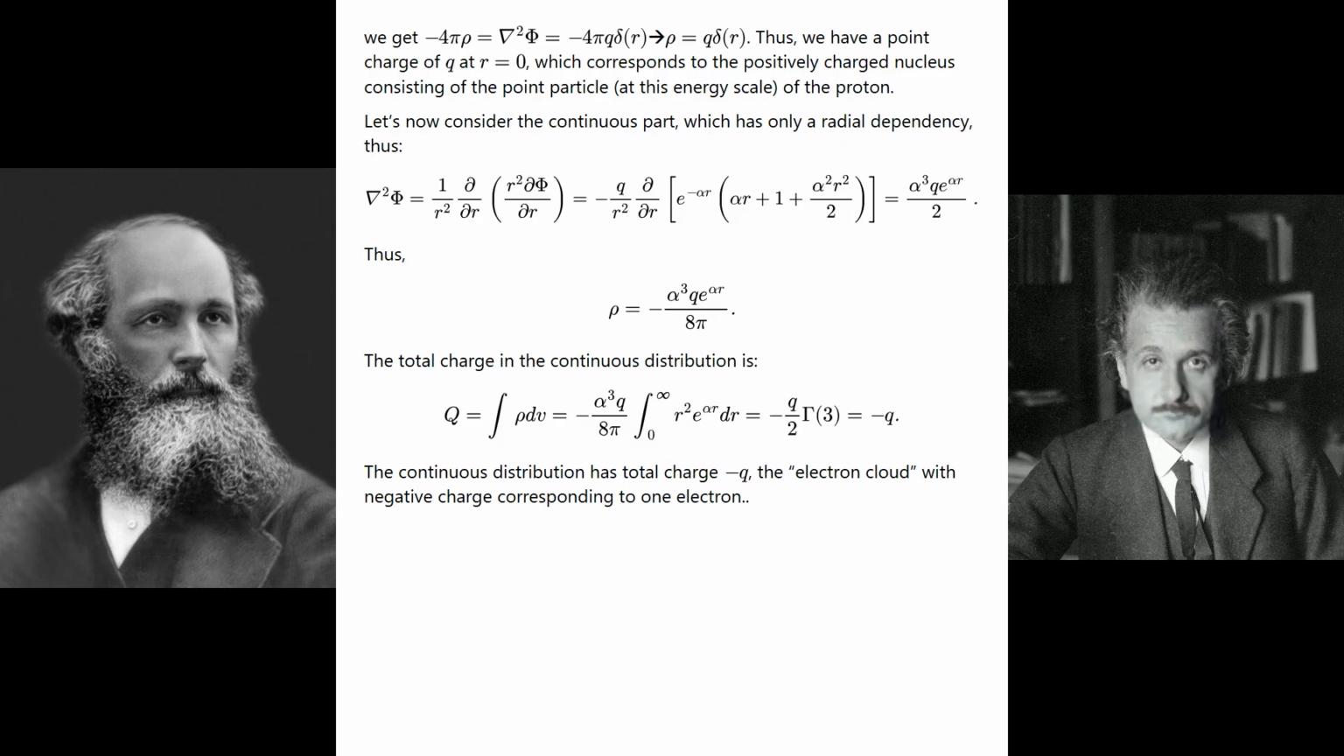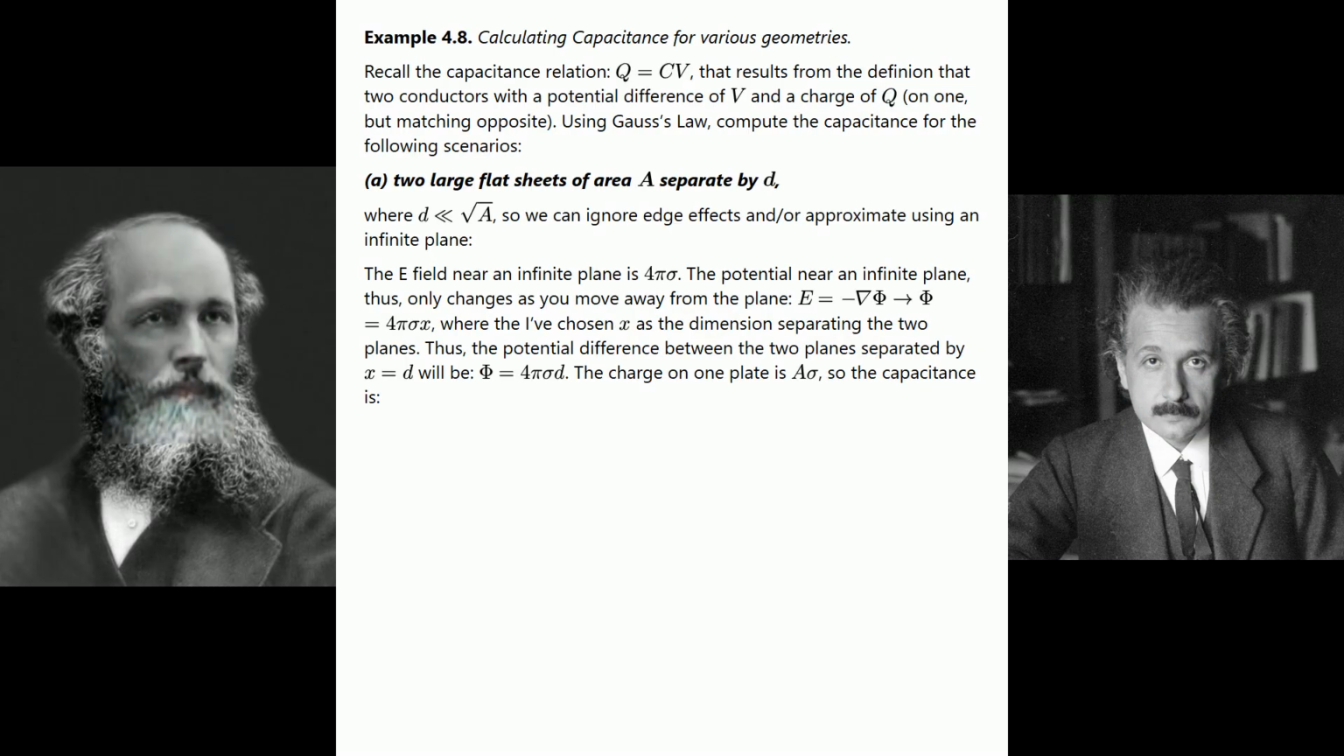Let's now consider the continuous part, which has only a radial dependency. Thus, see the next equation. Thus, see the equation shown. The total charge in the continuous distribution is, see the next equation. The continuous distribution has total charge -q, the electron cloud, with negative charge corresponding to 1 electron. Example 4.8. Calculating capacitance for various geometries.